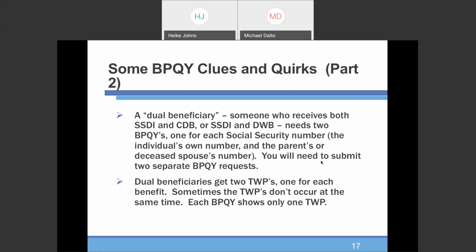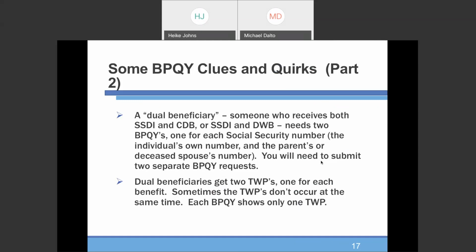And you'd be submitting the person's own Social Security number to get the SSDI BPQY, and you'd be submitting the Social Security number for their parent or their deceased spouse to get the BPQY for their CDB or DWB benefit. So you have to submit two different BPQY requests for a dual beneficiary.